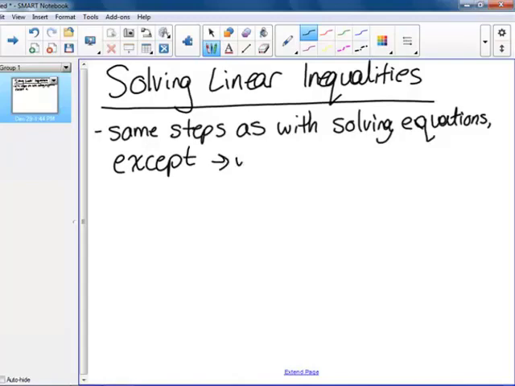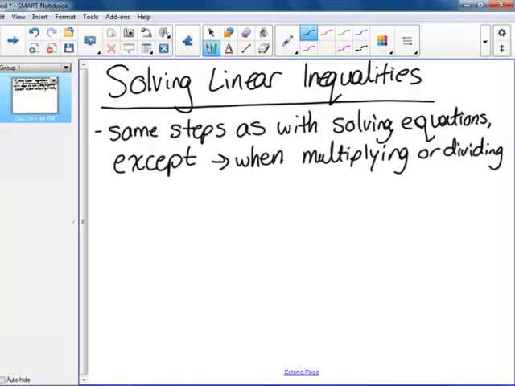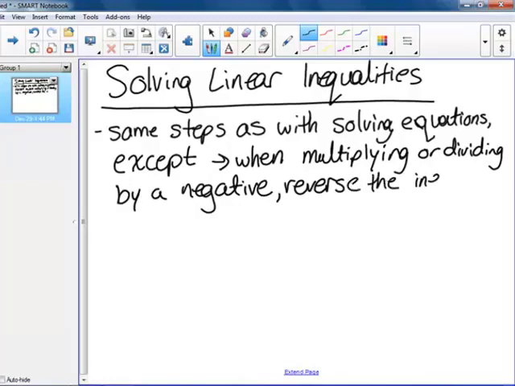When multiplying or dividing by a negative, we reverse the inequality sign. The inequality symbol. So if it was greater than, it changes to less than. Or if it's less than, it changes to greater than. So that's the one thing we have to watch for.